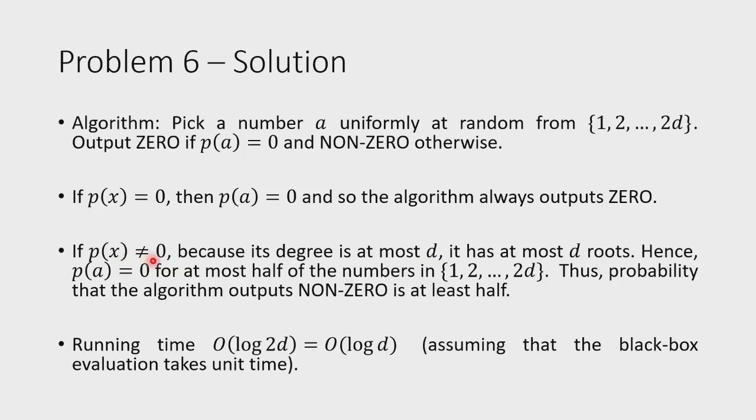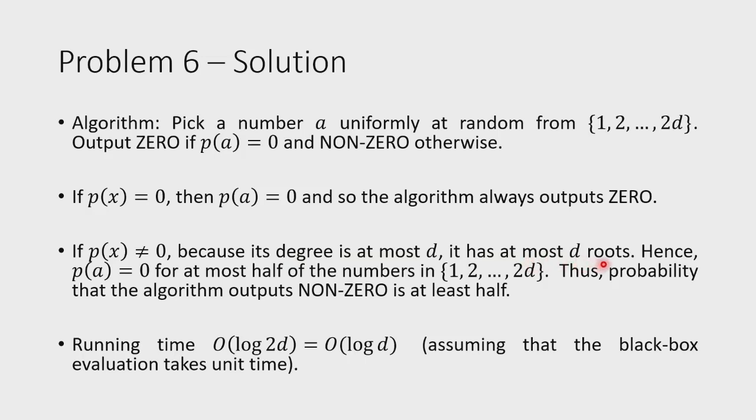But if p(x) is not equal to 0, then we need to do something, right? So what we are going to do is the following. Now p(x) is not equal to 0. We know that the degree of p(x) is at most d. That is given in the question. So we'll use the fact that a polynomial of degree at most d can have at most d roots.